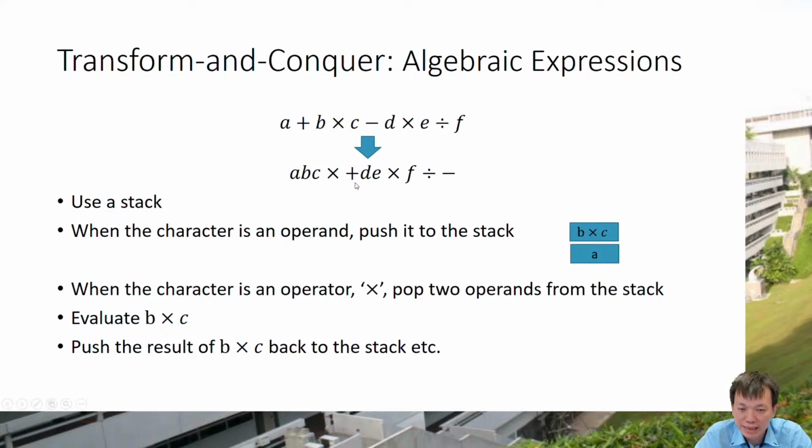Then the next one is plus. Again it is an operator. You pop these two out and do the calculation. Indeed, I'm doing exactly what I did just now, B times C. Then you see there's a plus, so you do A plus B times C. Then you read D, you push it in. You read E, an operand, and push it into the stack. Then when you read an operator, you pop two operands for you to do the calculation.